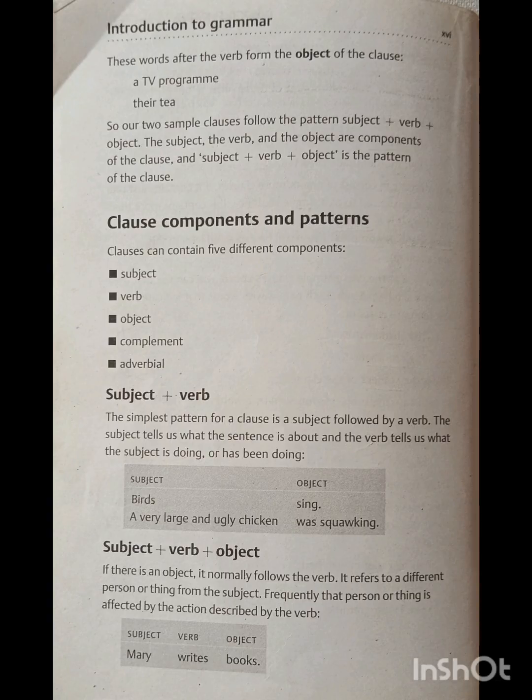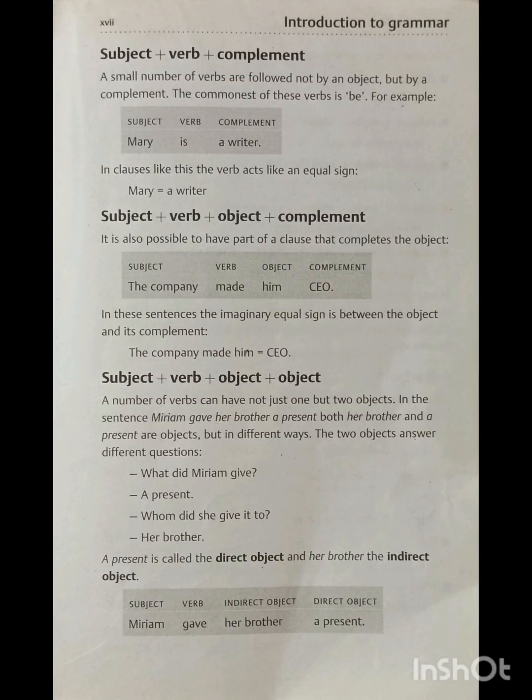The third combination is subject plus verb plus complement. Now, the complement modifies the subject and not the object. So here the object is totally missing because an object is not required. A complement will modify only a subject. "Mary is a writer." If I ask the question, what is Mary? Mary is equal to a writer.